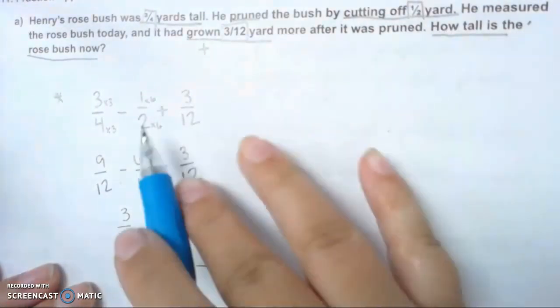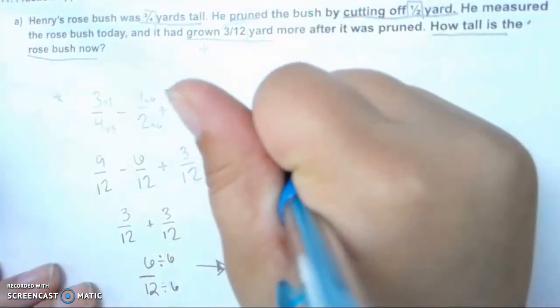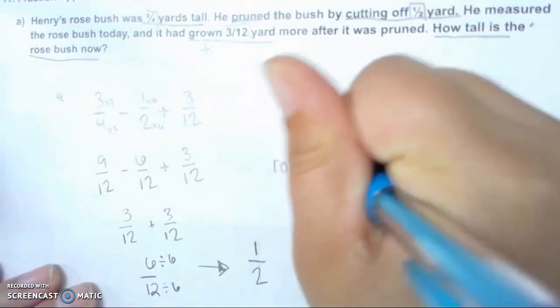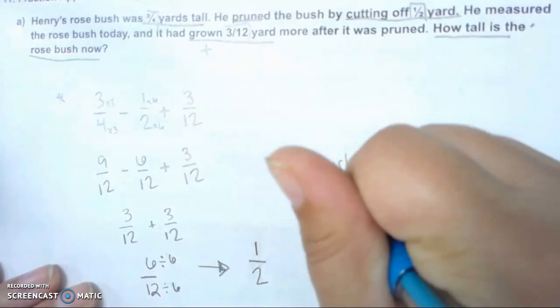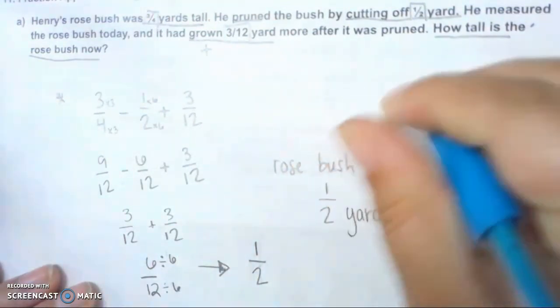So how tall is the rose bush now? The rose bush is 1/2 yard tall.